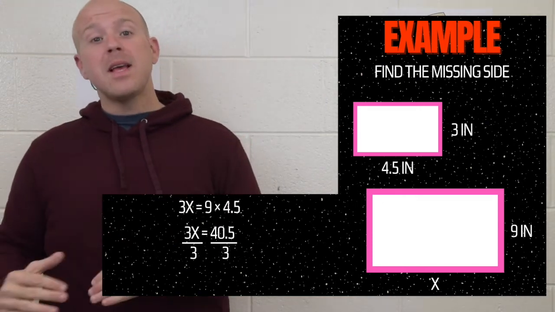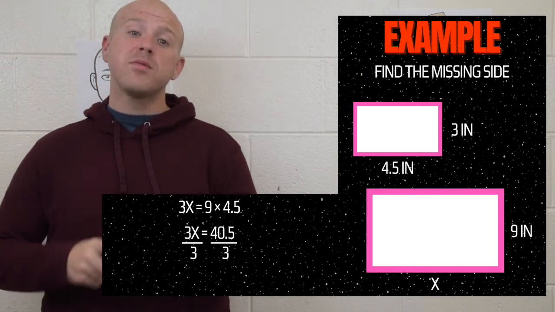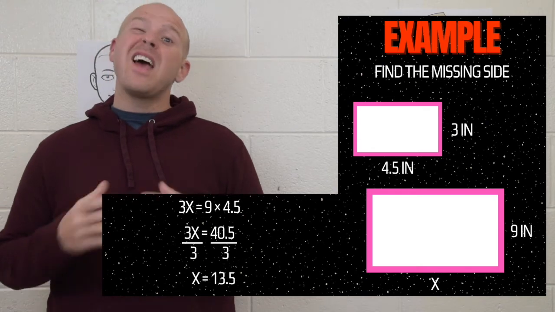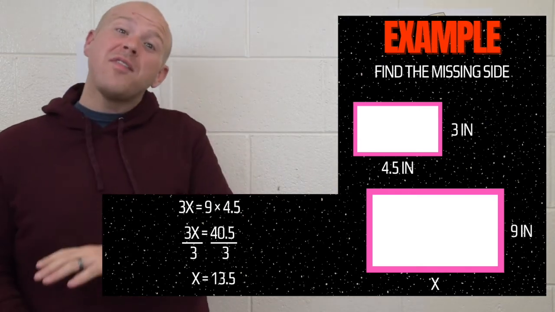So we'll do 3 times x, 9 times 4.5, and get 40.5 equals 3x. And then we divide by 3, and we see that x equals 13.5. So as you can see, we can use scale factors and similar figures to solve problems with missing side lengths.